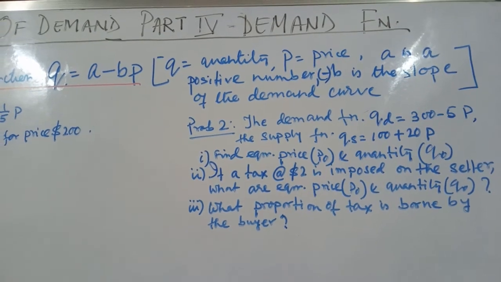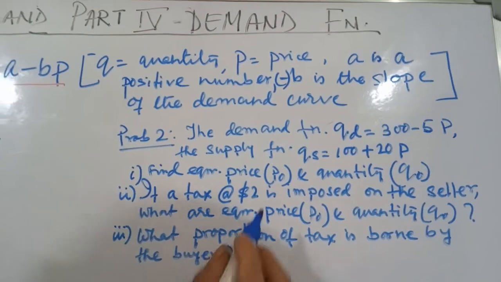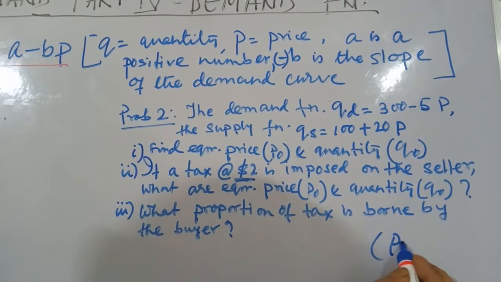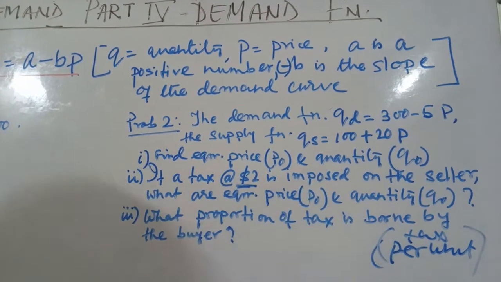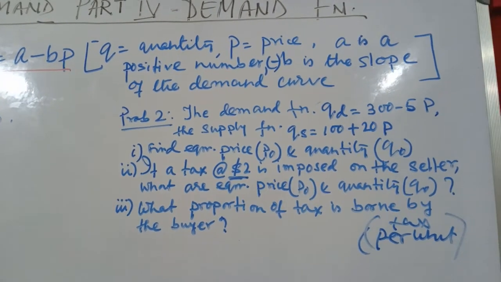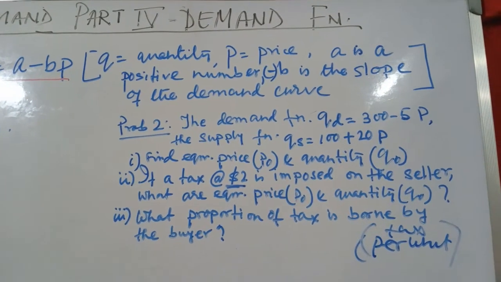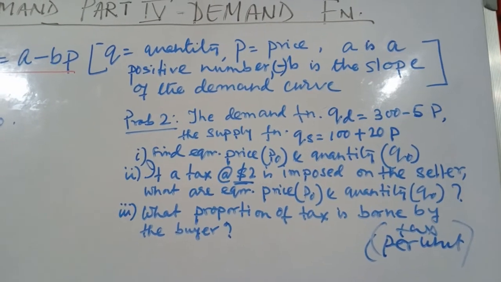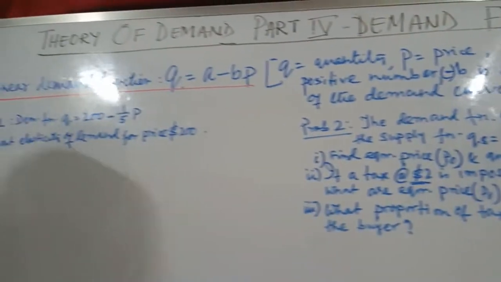Number 2, if a tax of $2 per unit is imposed on the seller, what are the new equilibrium price and quantity, that is P0 and Q0? And number 3, what proportion of tax is borne by the buyer? So first we are solving problem 1.